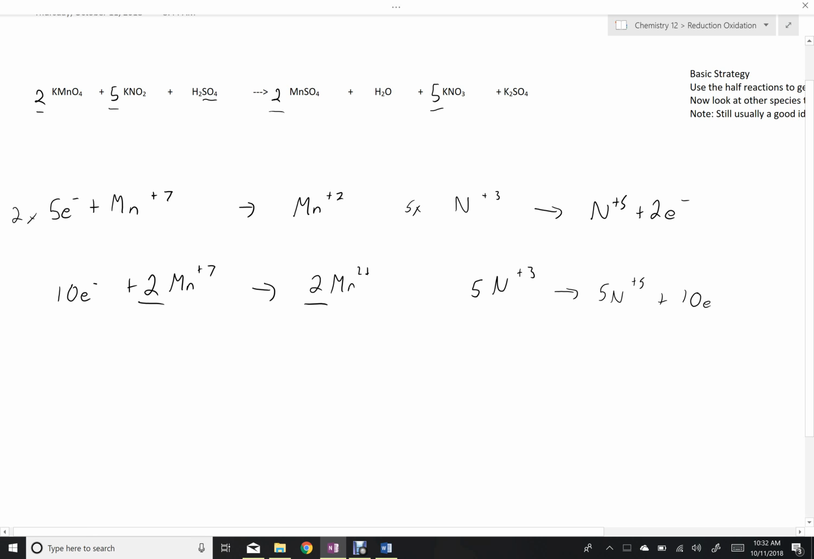So now what I'm going to do is go and try and balance the rest of these guys. So I need to figure out this coefficient, and this coefficient. Oops, I put my plus there. I moved my plus up over here.